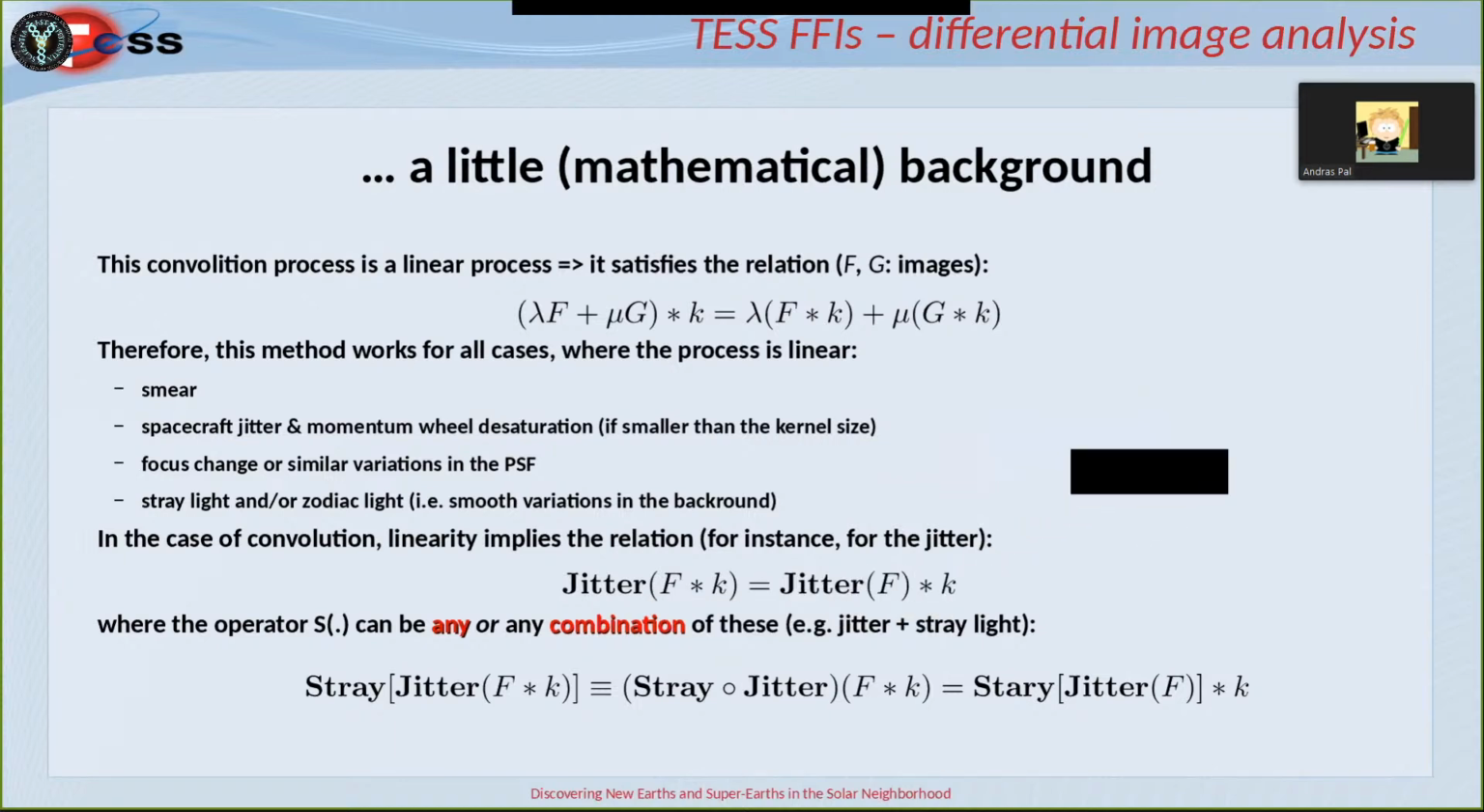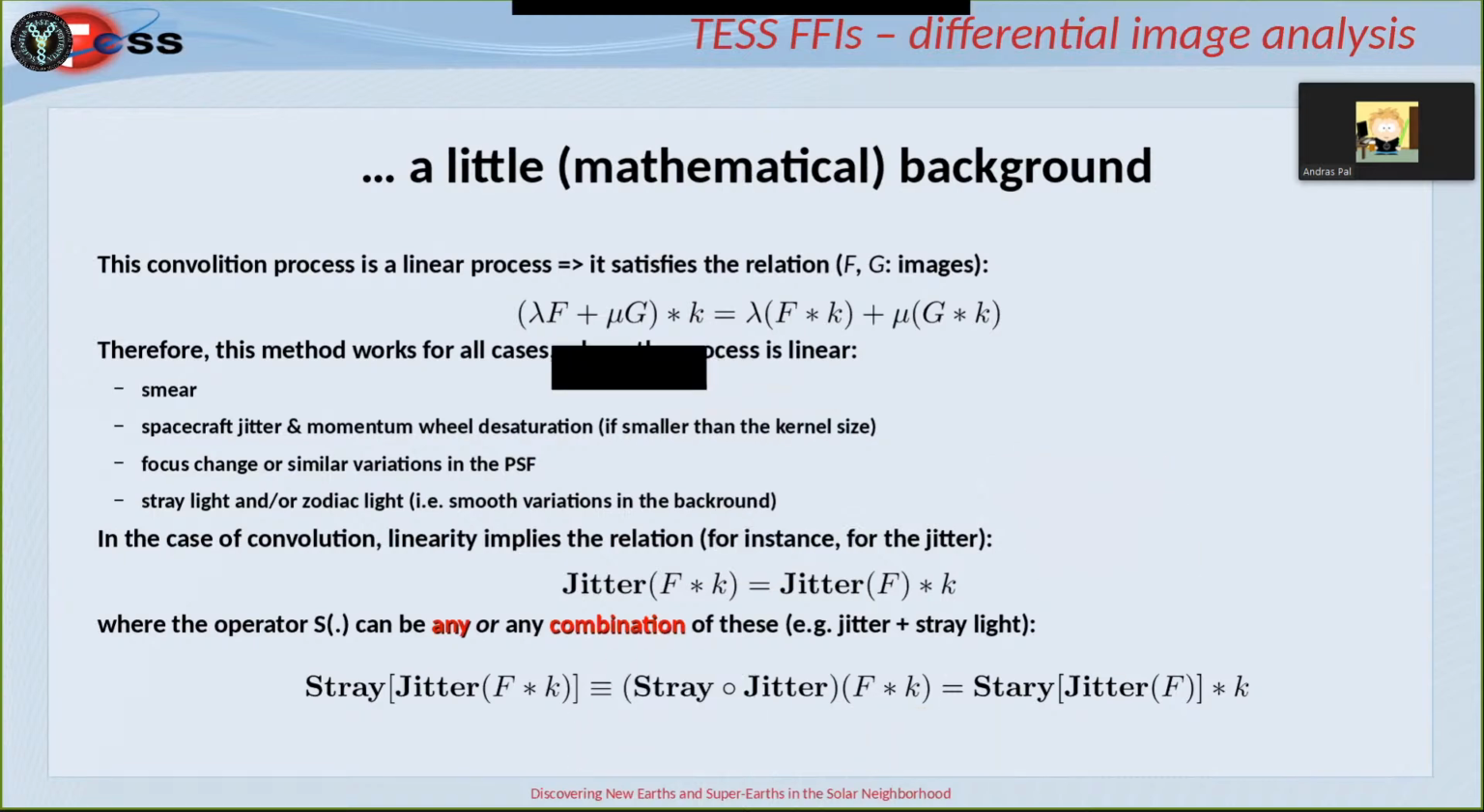For instance, jitter is uncertainty in the pointing, basically. It's called jitter. It's measured in the units of arc seconds or sub-arc seconds or pixels.